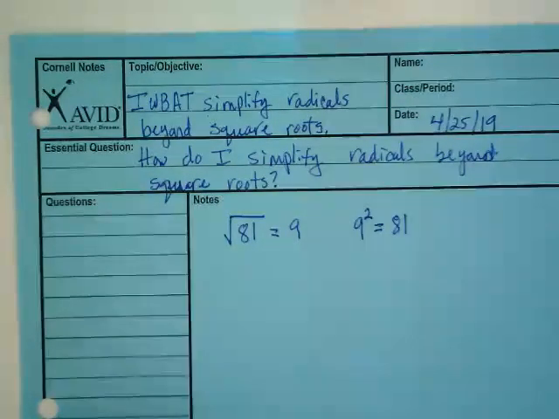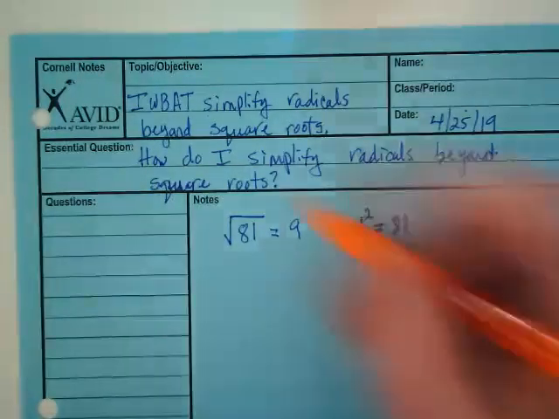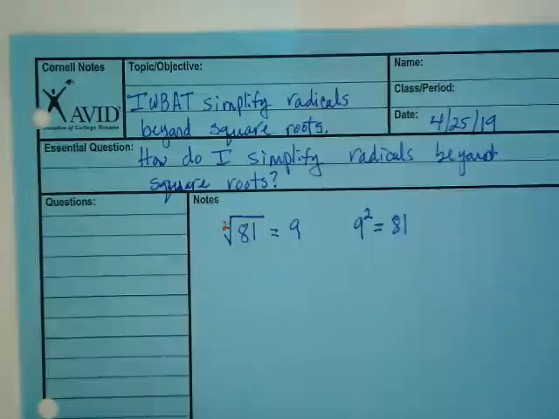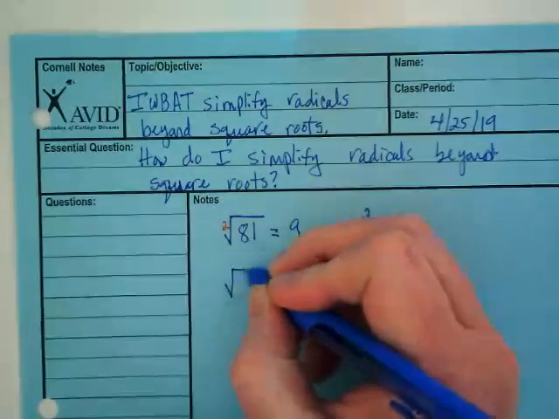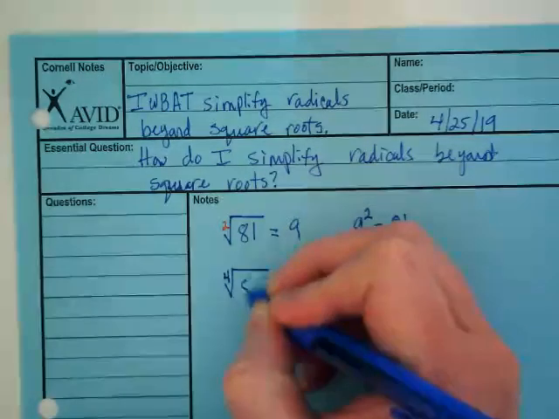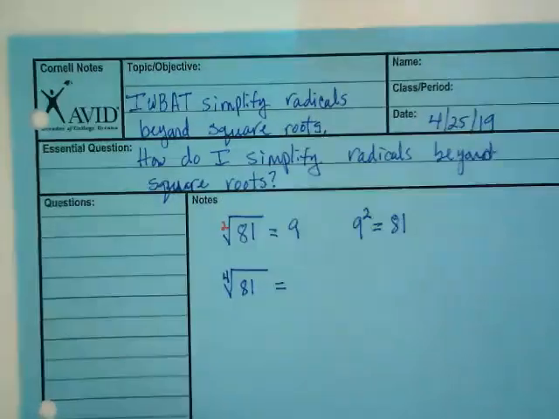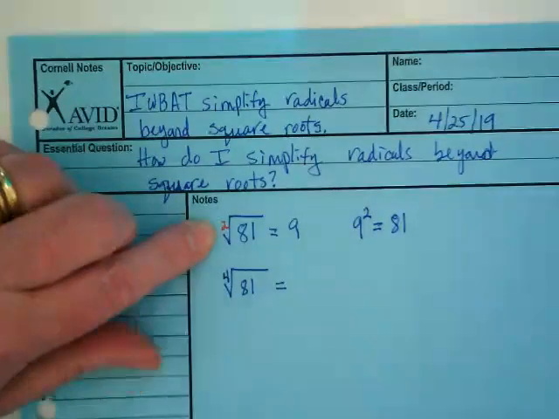We love our invisible ones in math, but I'm going to tell you right now there's an invisible 2 here. If there is nothing there, we know it's a square root. What some of you might see as new is that this could also have a different number here. It's called the index. We'll talk more about the vocabulary of a radical tomorrow. But the answer changes. When this isn't an invisible 2 here, it's no longer a square root.